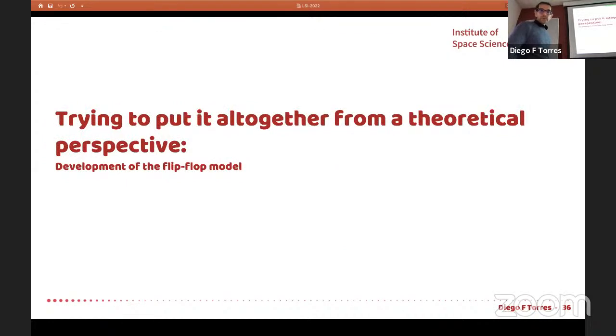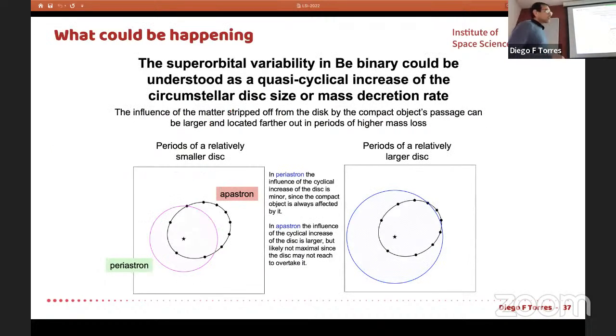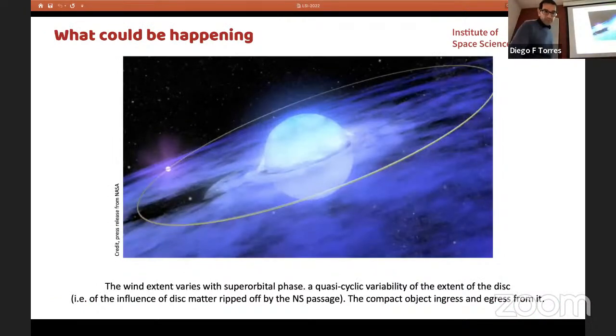So we started to develop a theoretical perspective, which we call the flip-flop model. So what could be happening? Well, let me just put on this movie.